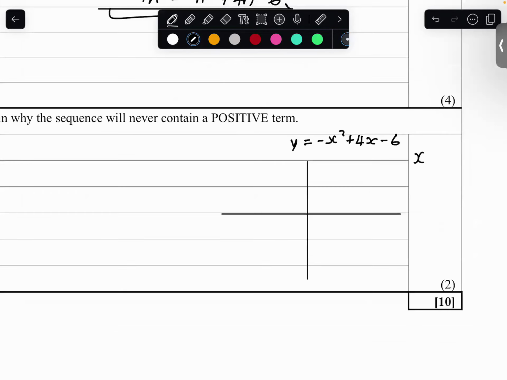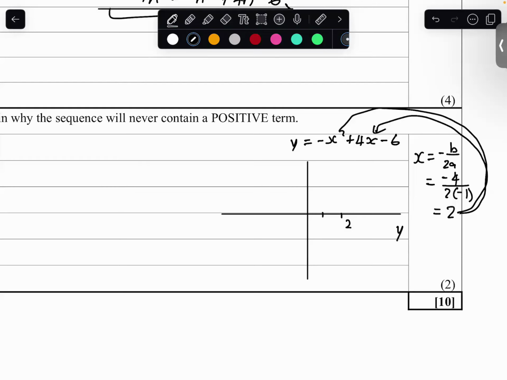It's x is equal to minus b over 2a. So minus 4 over 2 into a, which is -1, that gives me 2. So the x-coordinate of the turning point is at 2. Then you're going to take the 2 and sub it back in place of x in the equation and get the corresponding y-coordinate of the turning point. So you have y is equal to -2 squared plus 4 into 2 minus 6. When you sub that in, it gives you a -2. So your turning point is here.